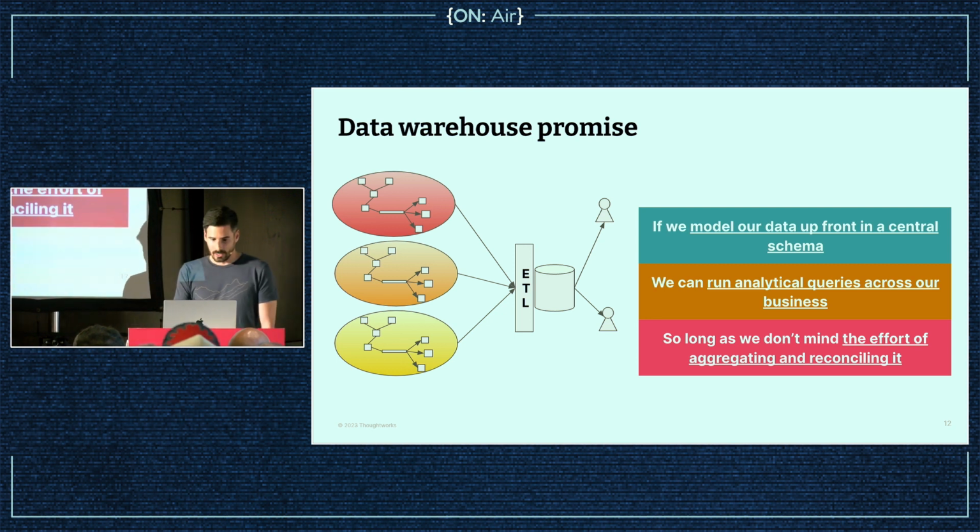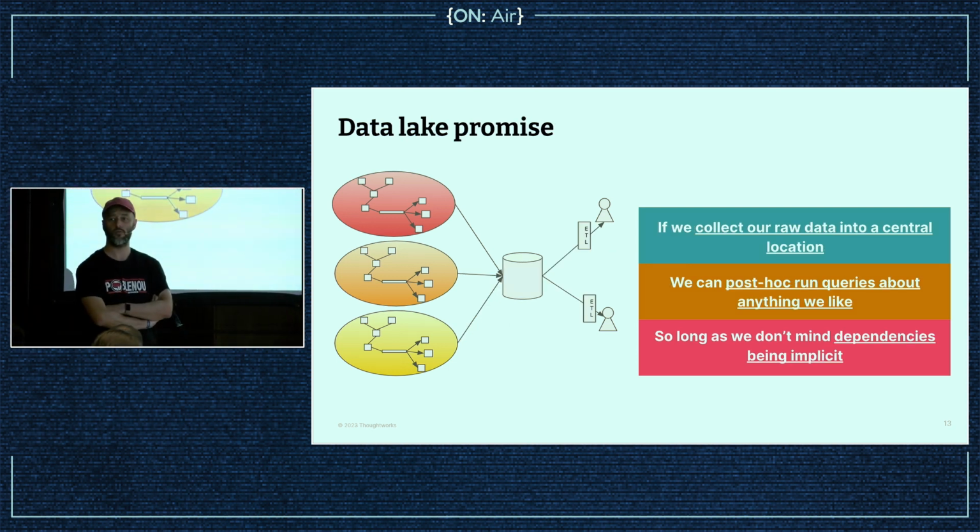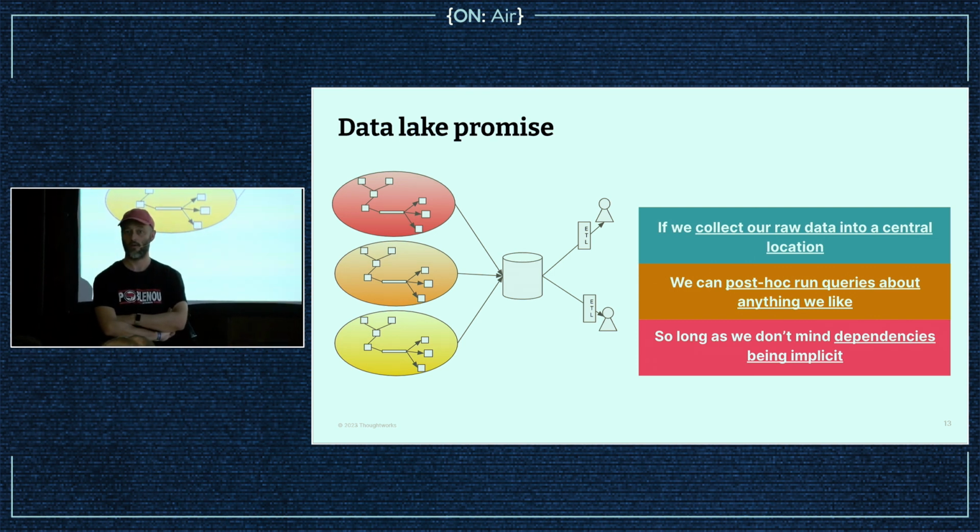Makes sense. And so I guess more recently, people have moved to more often adopting data lakes. So what's the data lake paradigm? If we collect raw data in a central location, we can post hoc run queries about it. So like Pablo said, we can ask questions that we didn't know we had later, so long as we don't mind dependencies being implicit, right?